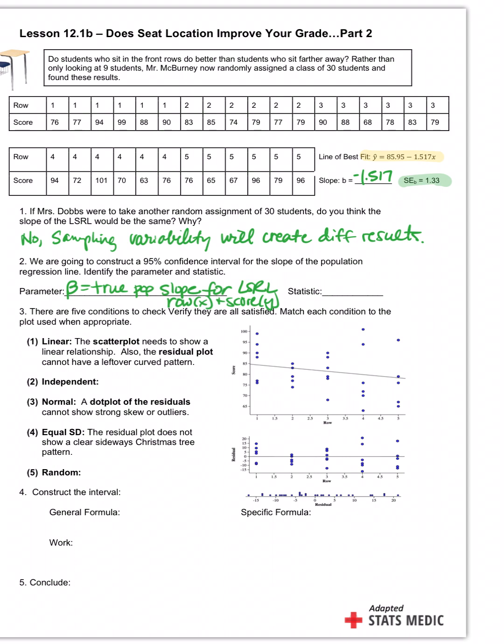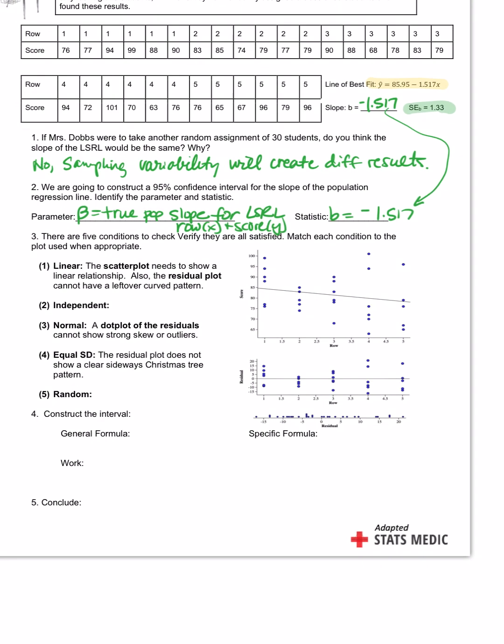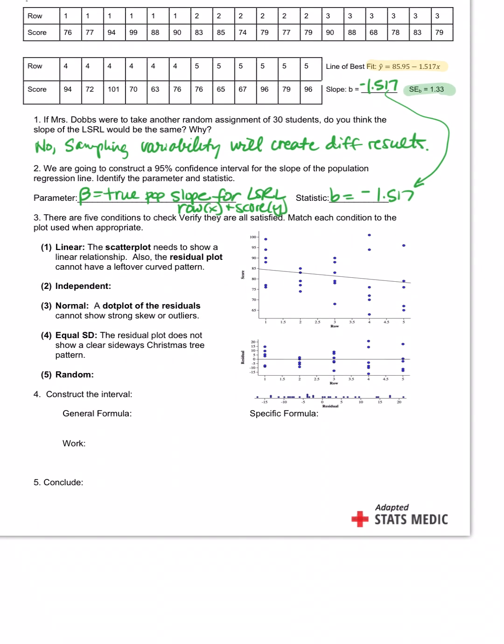What is the statistic going to be? Little b. Little b. Do we know that? Yeah, negative 1.517. They just gave us that, right? That's what we do know. We're going to use that to build a confidence interval. Now, remember confidence intervals? Yeah, that whole we are 95% confident business.